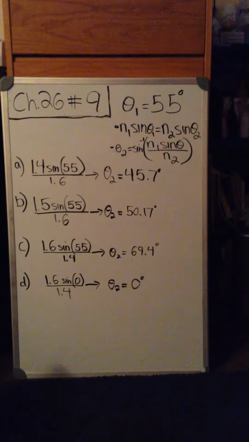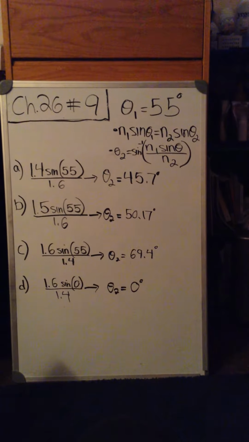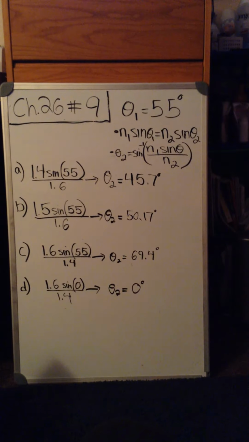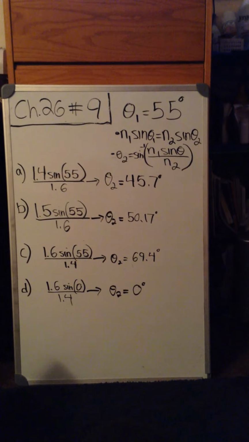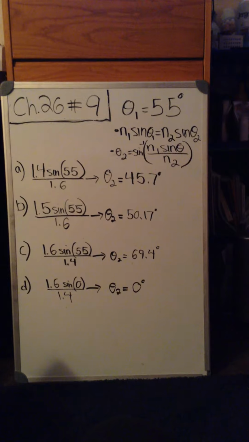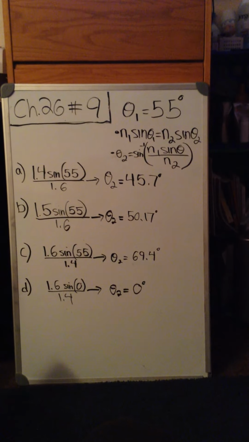This is chapter 26, problem number 9. The problem reads, the drawing shows 4 different situations in which a light ray is traveling from one medium to another. In some of the cases, the refraction is not shown correctly.